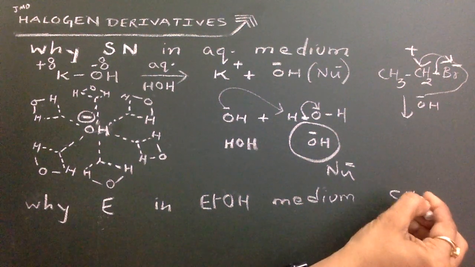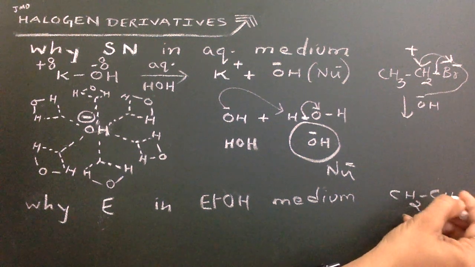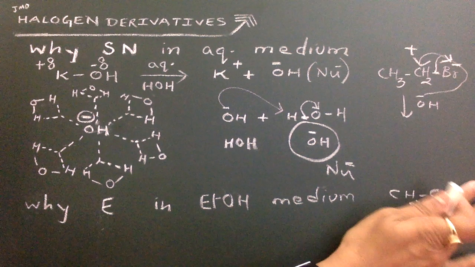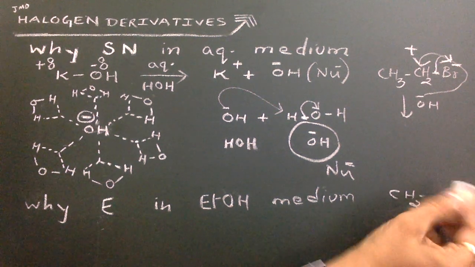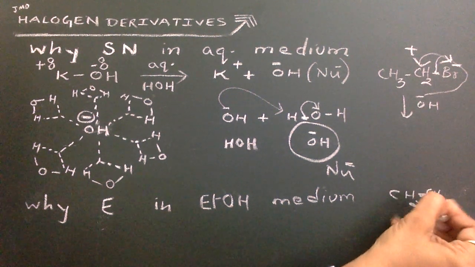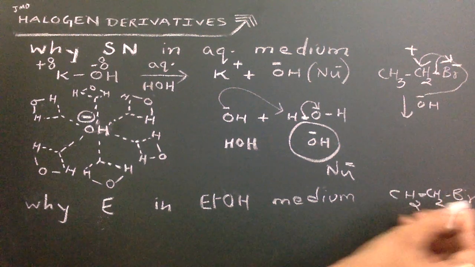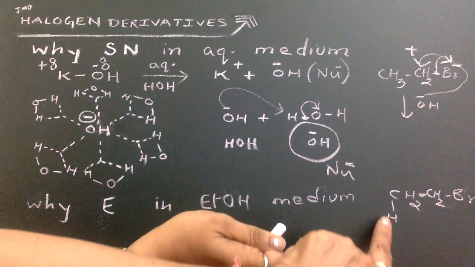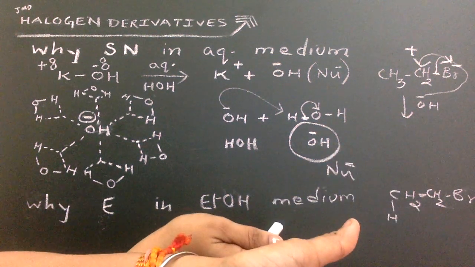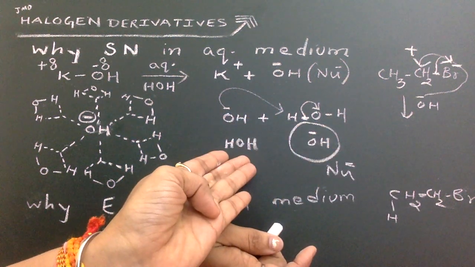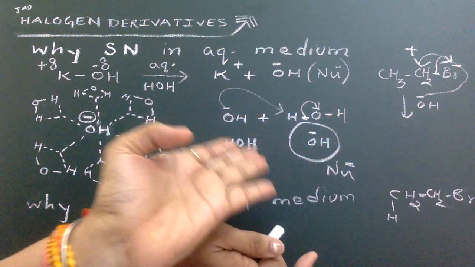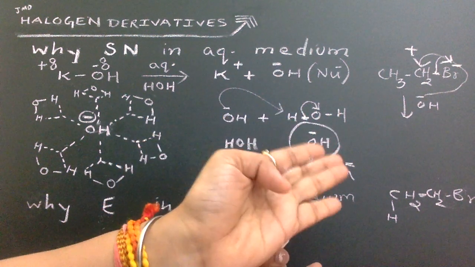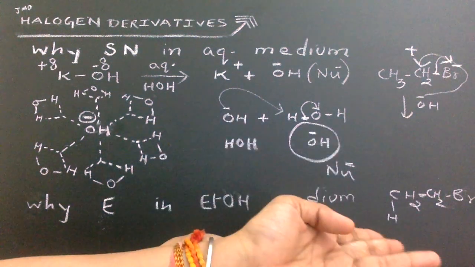See what happens in an elimination. We just saw it some time back. I'll write it a little bigger so you can clearly see. Now see, in elimination, what happens? OH minus should abstract this proton. But why will it do so? In aqueous medium, it is already hydrated. It is having so much water. It can take a proton, it can become water, and water can become OH minus. So why will it abstract a proton?